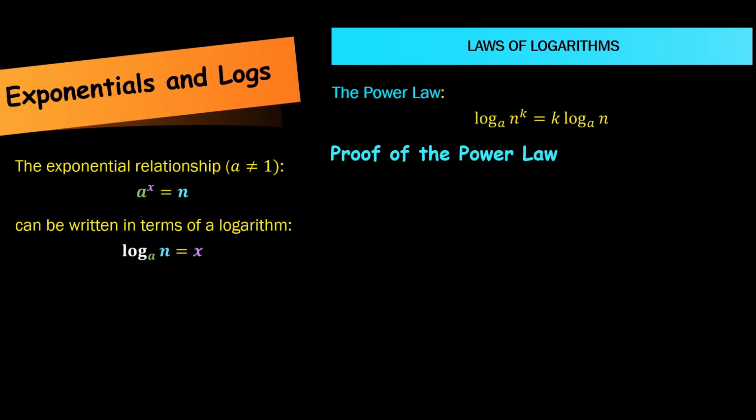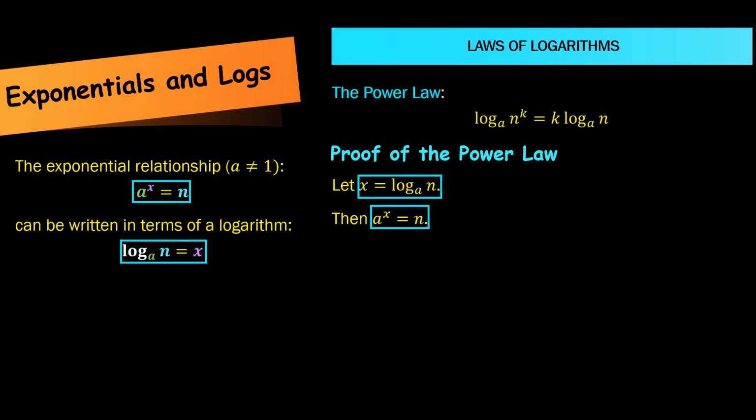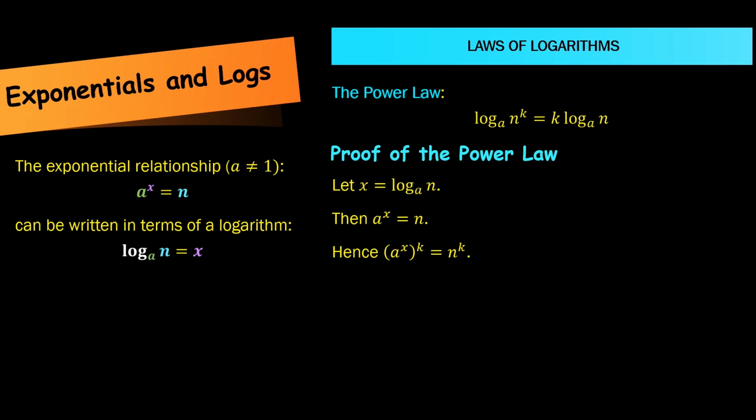Now let's prove the power law. Let x equal log n base a. Then a to the power x equals n. And therefore, raising this to the power k, we have a to the x to the k equals n to the power k. And therefore, a to the power xk equals n to the power k.